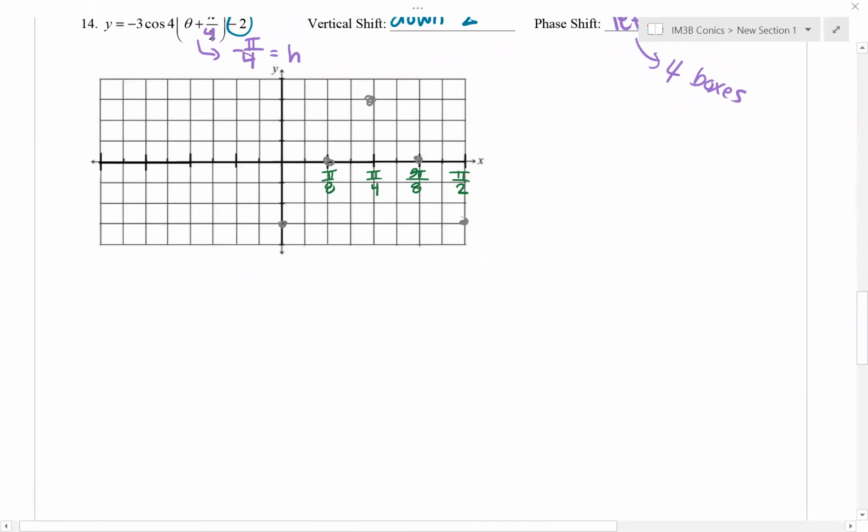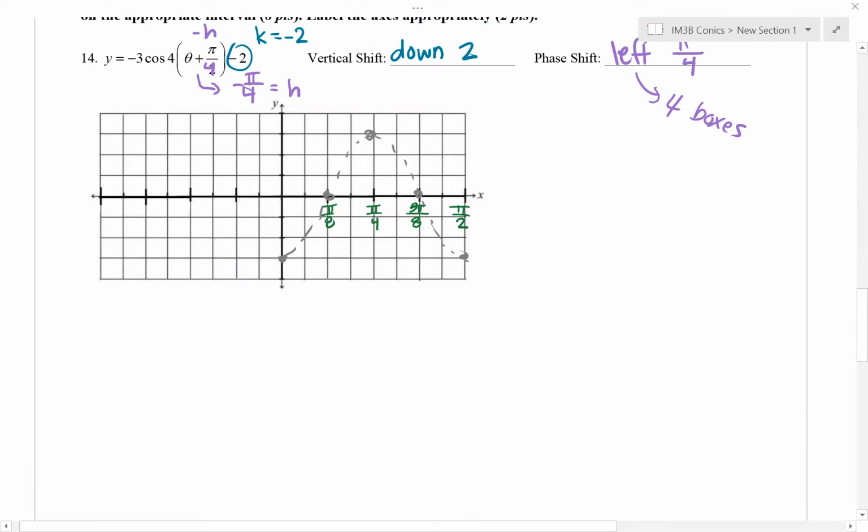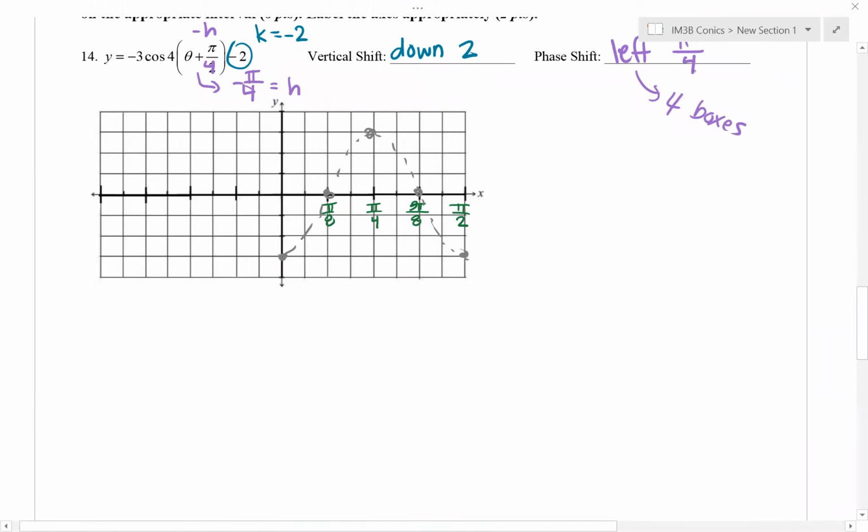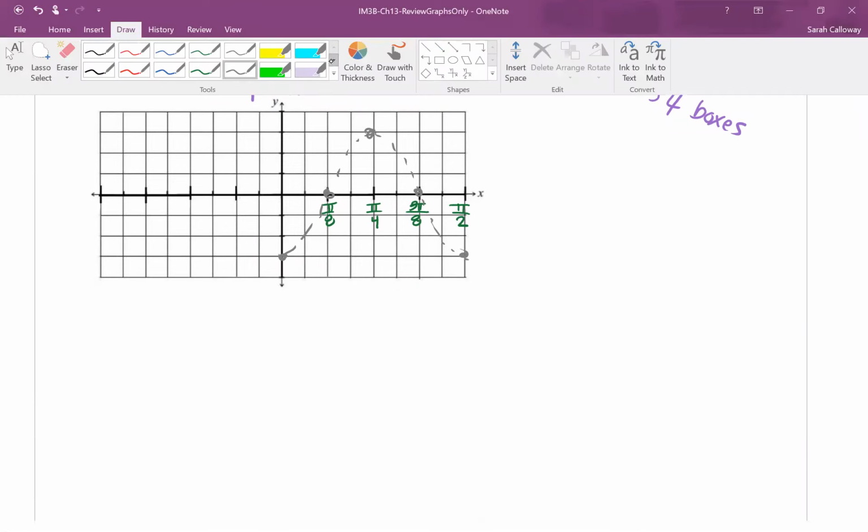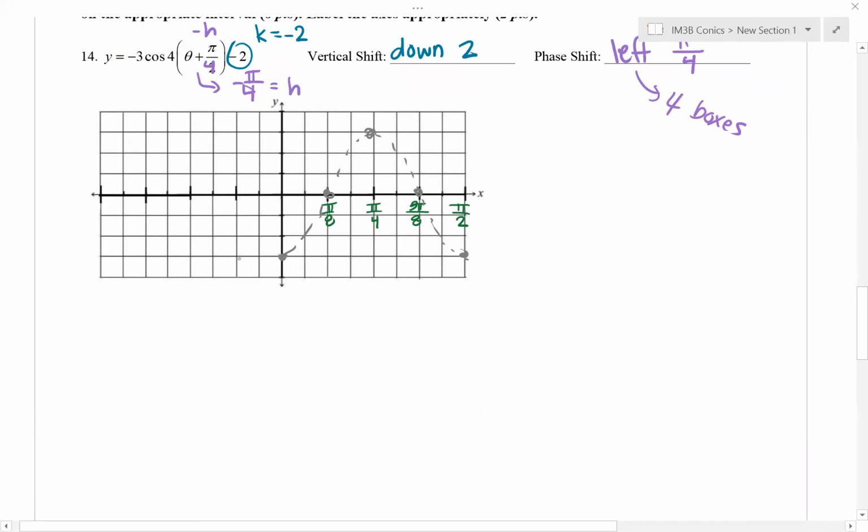So this is just our graph from the previous problem, only one cycle, and we're going to move every point down 2 and left pi over 4. Since I'm moving left, I'm going to start on the left. With the first point, I'm going to move down 2, which is a little bit off my graph, and then left pi over 4, which again, we said was 4 boxes. So 4 boxes means all the way to here. So this first point moves there.